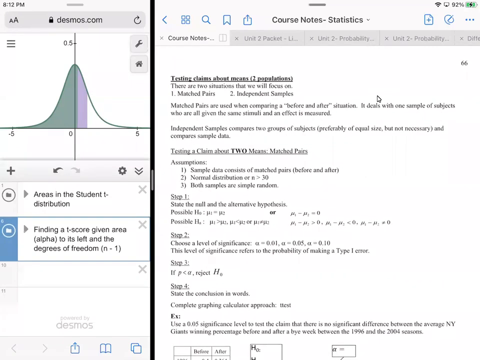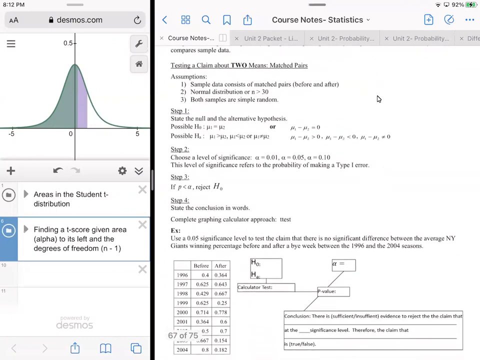Right. So matched pairs are used when you're comparing before and after situations. It deals with one sample of subjects who are all given the same stimuli, and an effect is measured. Right. Then a little description of independent samples, but that's beyond what we're going to talk about.